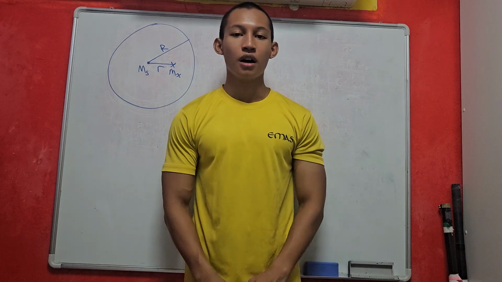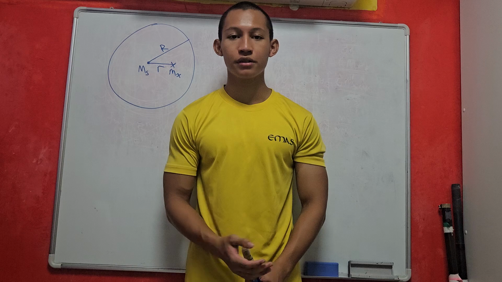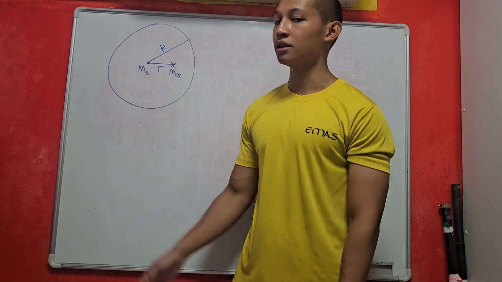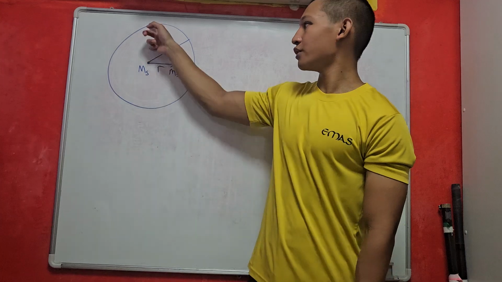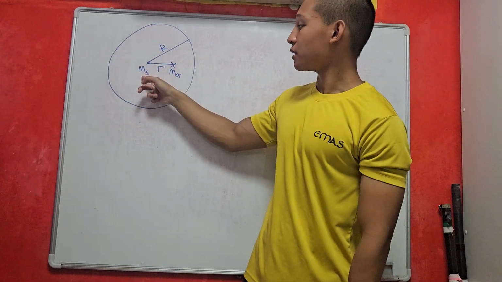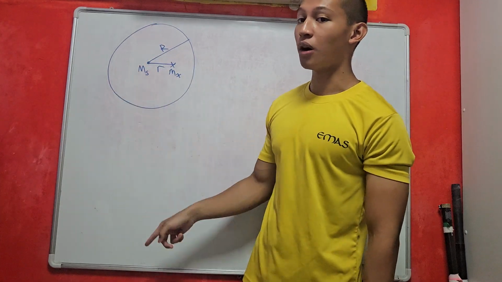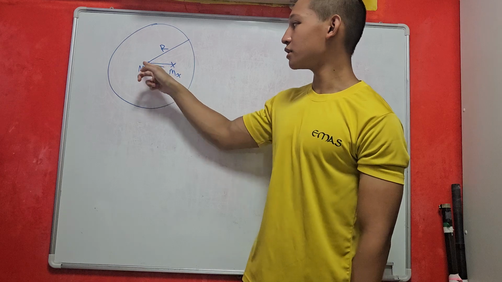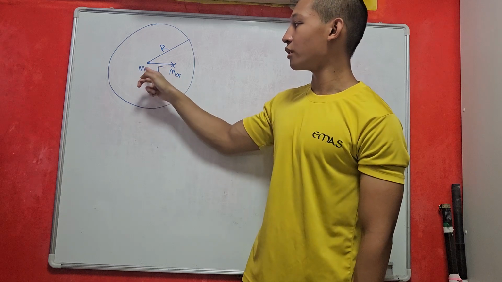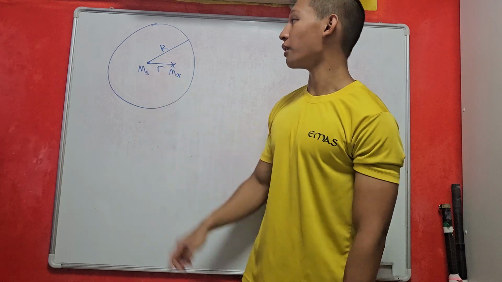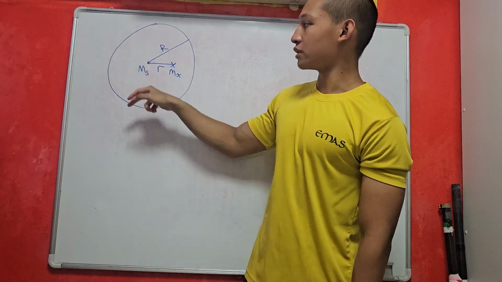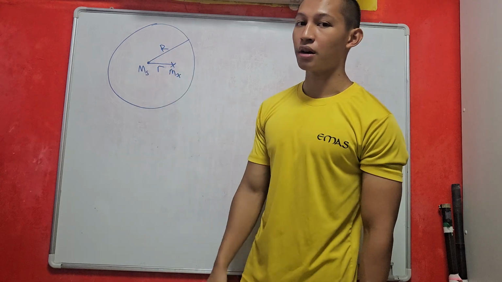In today's video, I'll be showing you why the gravitational force inside a spherical shell is zero. So first, let's take a look at this diagram. We have a spherical shell of mass Ms, and we have an object inside the spherical hollow shell, Mx. The distance between the center of the spherical shell and the object is denoted by small letter r, and the radius of this spherical shell is capital R.